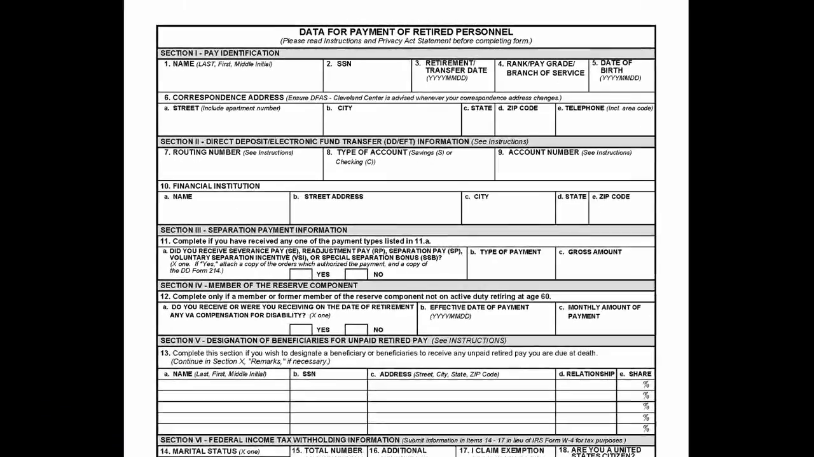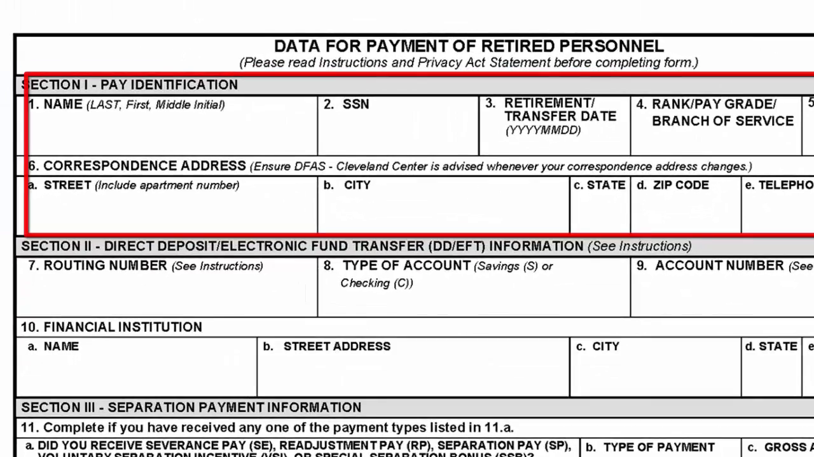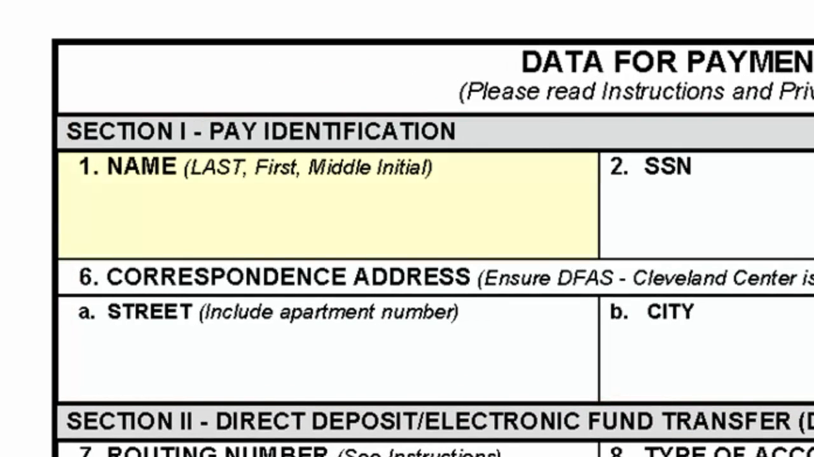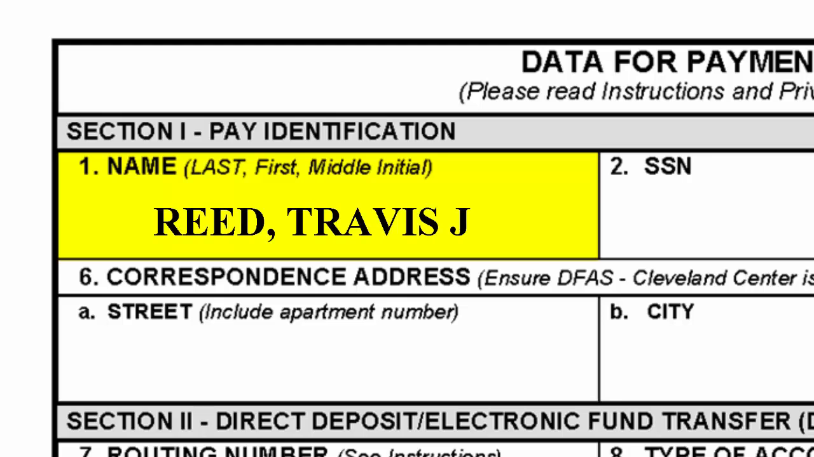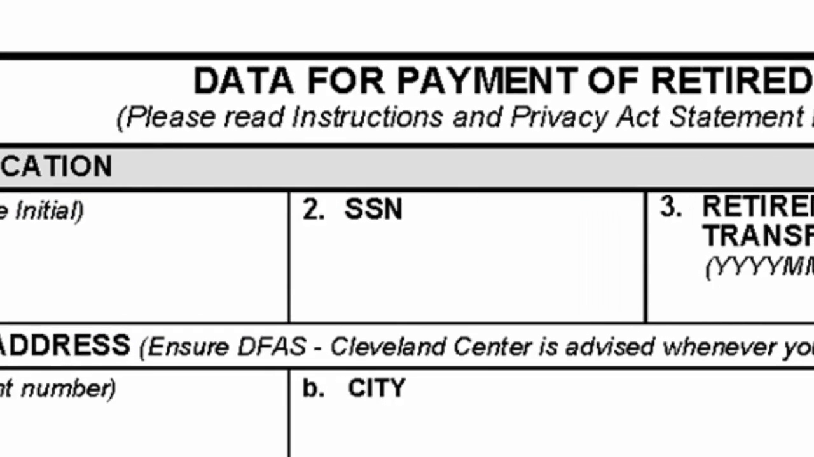In Section 1, Pay Identification, you have Block 1, Name. This is in last name, first name, middle initial format. So for me it would be Reed, Travis, space J. The next block, moving to the right, is SSN, which is simply your social security number, with or without dashes.